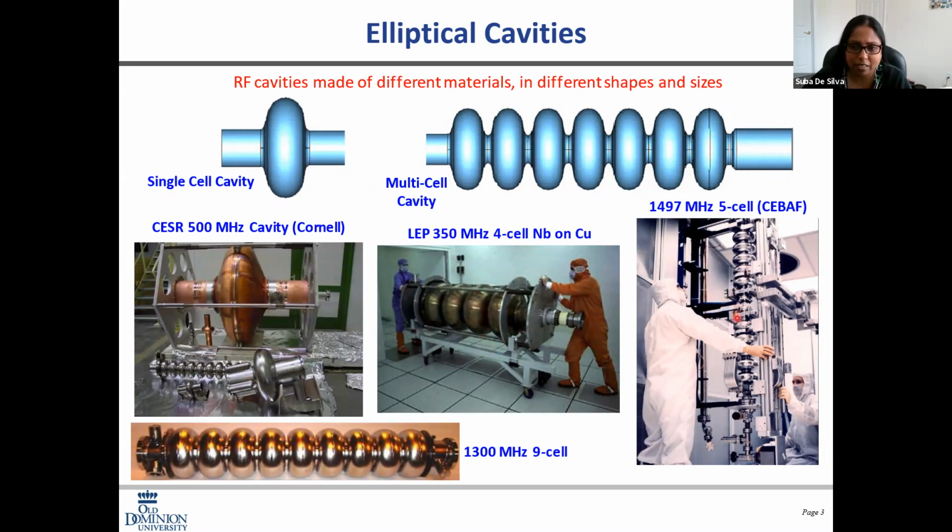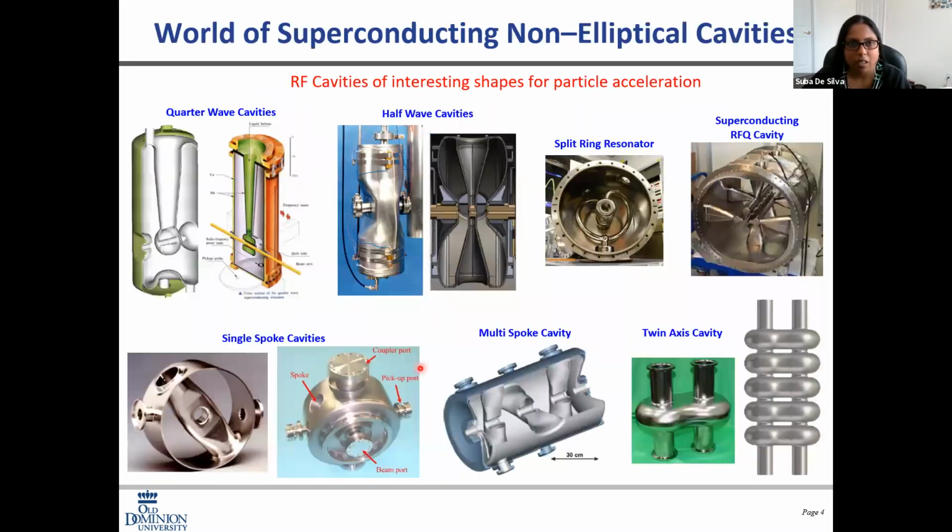And then this is the CEBAF cavity, the 5-cell at 1500 megahertz. This is one of the very first superconducting cavities that was built for particle accelerators. And then below here is a 1300 megahertz 9-cell cavity, and this frequency and this cavity is actually very much used in many applications in DESY, LCLS-II, and so on.